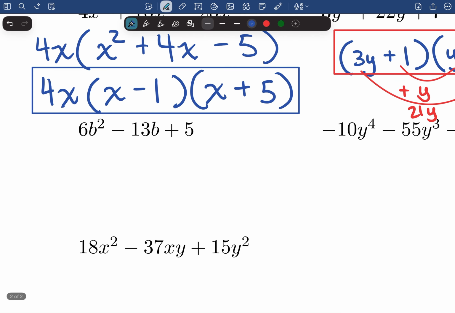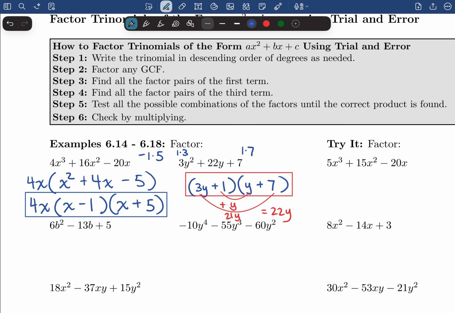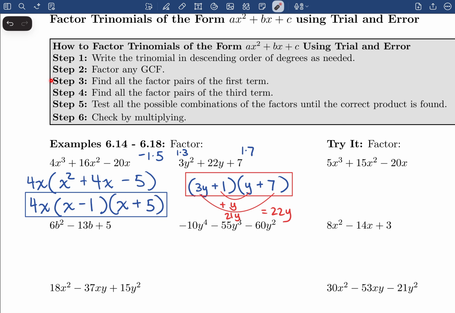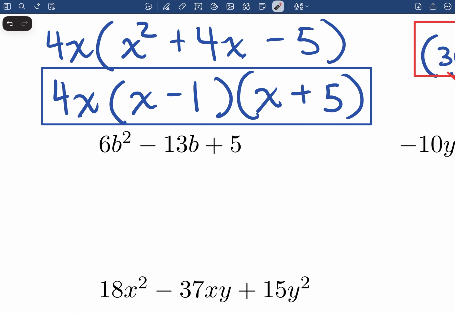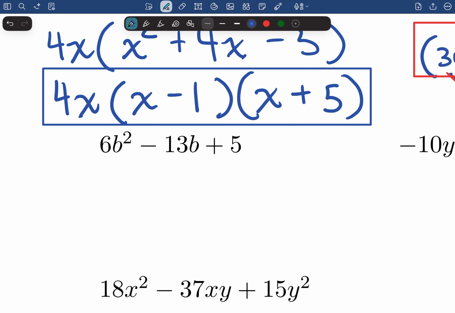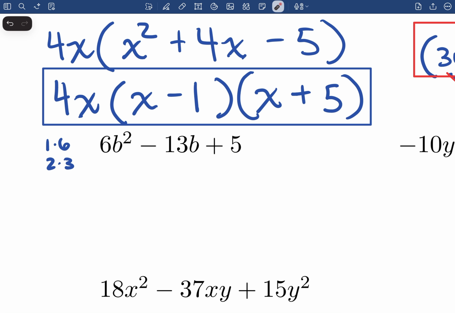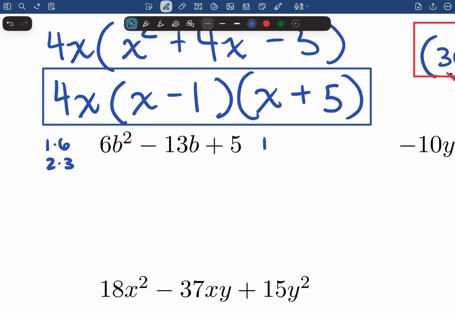And so there's no GCF that I can factor out. And so I proceed by finding all of the factor pairs of the first term and then all of the factor pairs of the third term. So I'll do that really fast for you guys. So I look at the first term and its coefficient is 6. So I write 1 times 6 and 2 times 3. These are all of the factors of 6. Now I look at the last term, the constant, and it's 5. And so I write all of the factors of 5, realizing it's a prime number, so its only set of factors is 1 times 5.